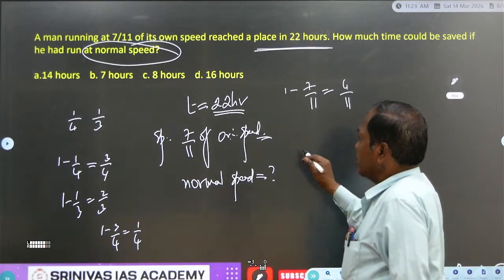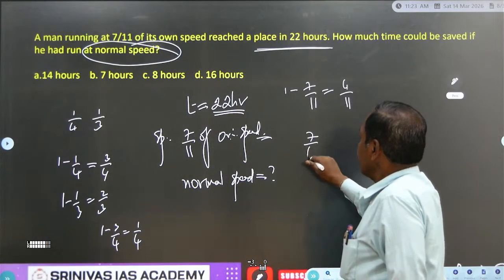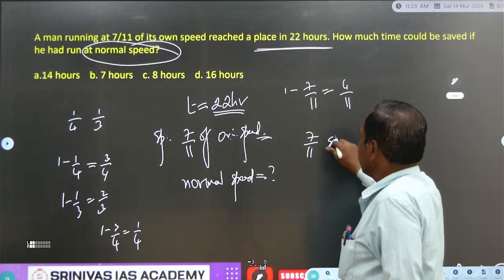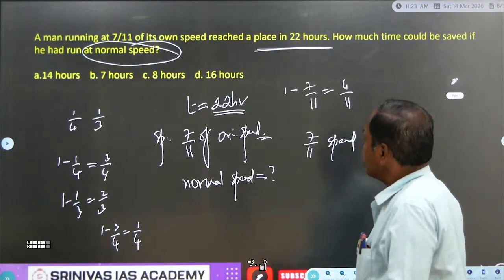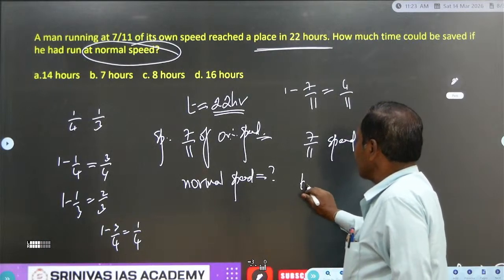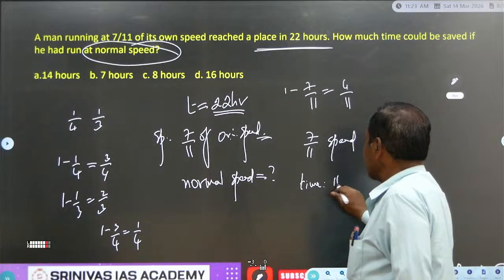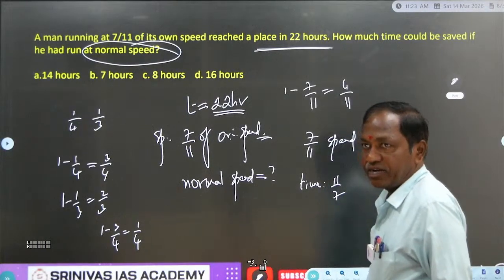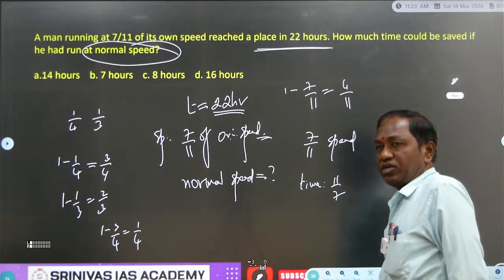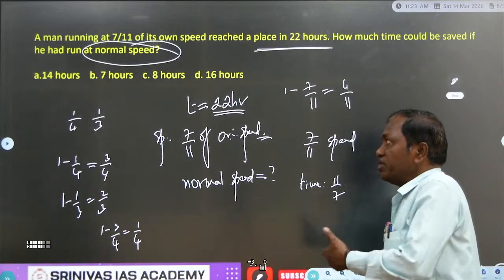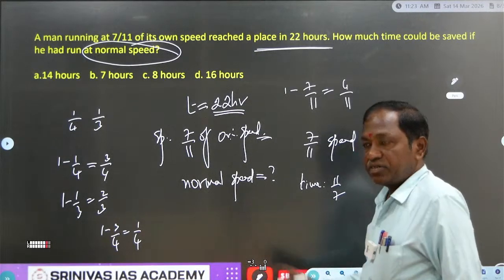Okay, right. Now we can say 7 by 11 is the speed. And what is the time taken? Reversing the fraction, 22. Time taken is 11 by 7. Did you understand? Should I explain this little further?